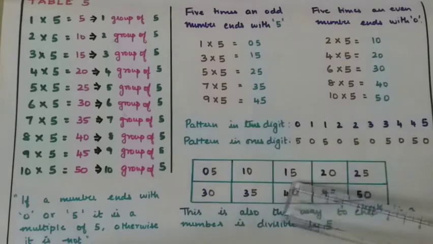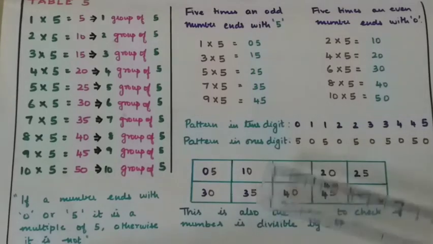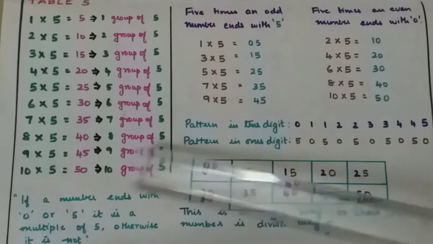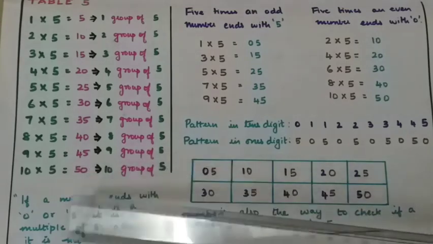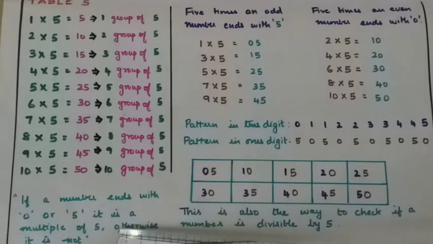So this is also a way to check if a number is divisible by 5. If a number ends with 0 or 5, it is a multiple of 5, otherwise it is not.